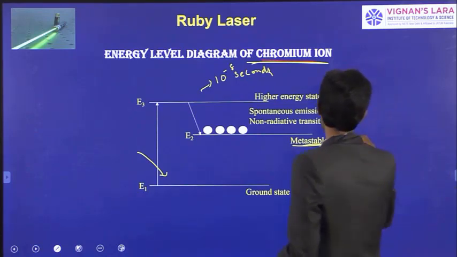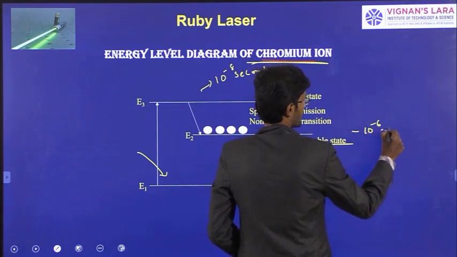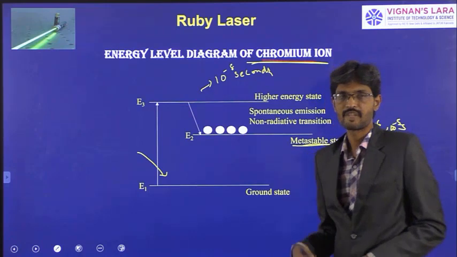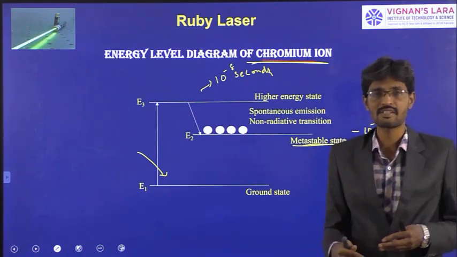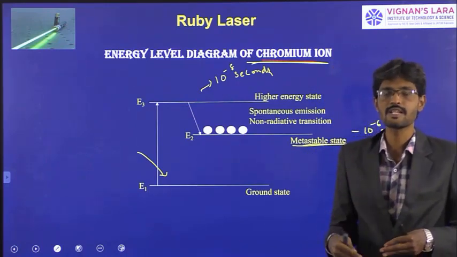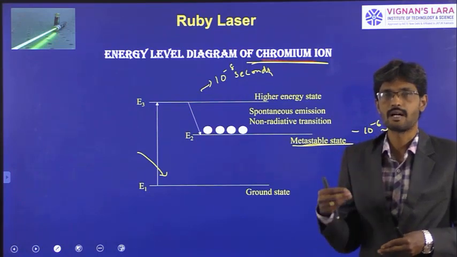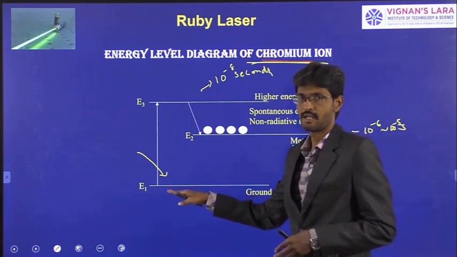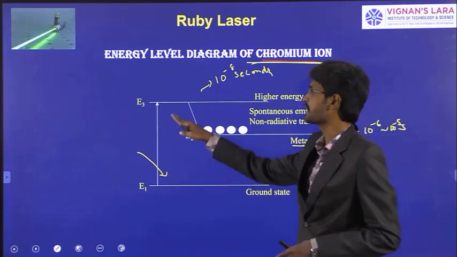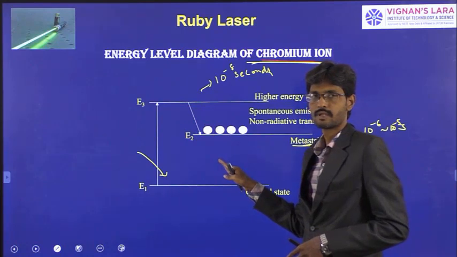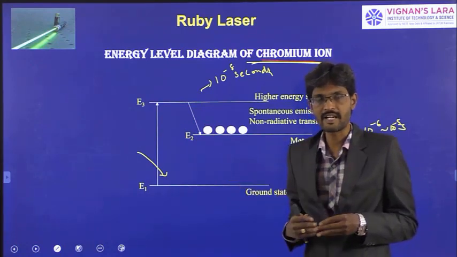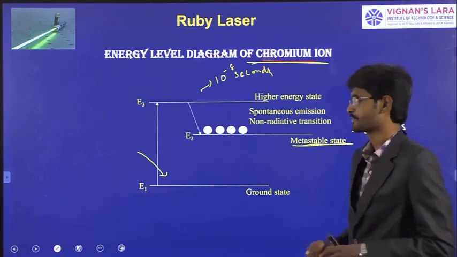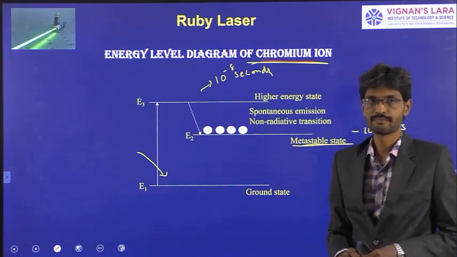This metastable state has a lifetime of 10 to the power of minus 3 to 10 to the power of minus 6 seconds. Therefore, as the xenon flash lamp is continuously emitting light pulses, and these light pulses are absorbed by the chromium ions, they go to E3, and after a certain time, the chromium ions accumulate at E2.